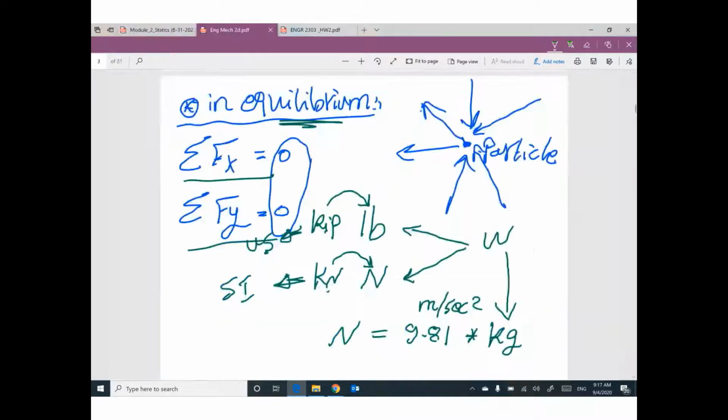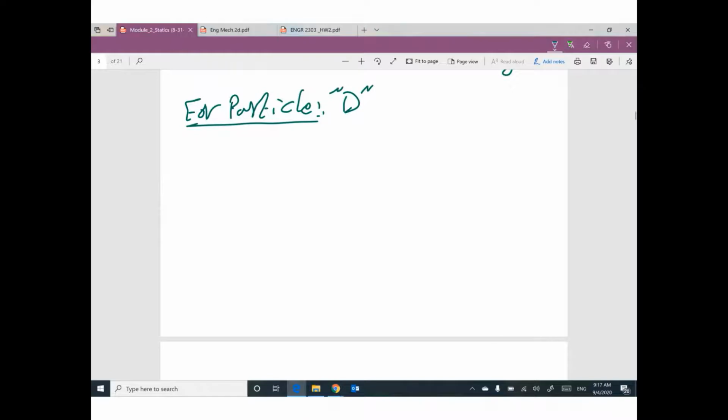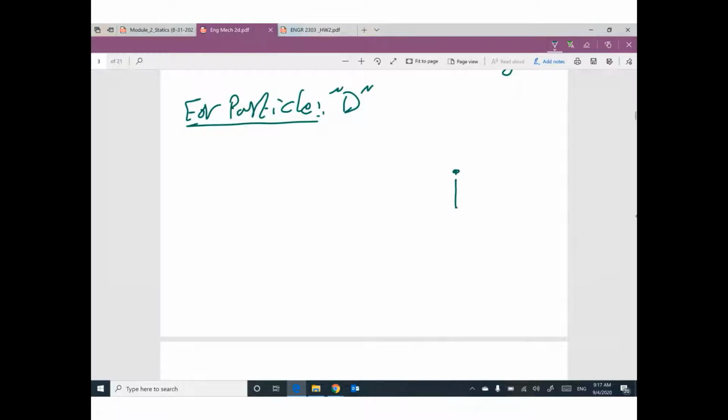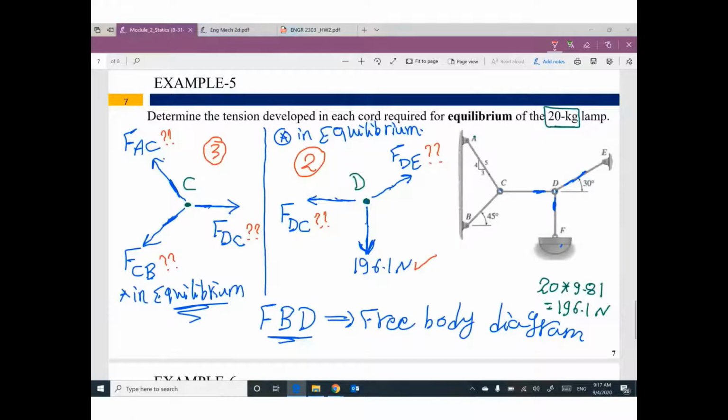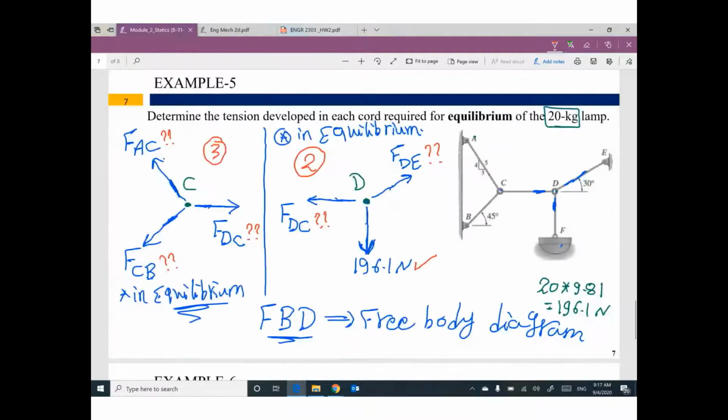So I will say for particle D, we have vertical weight 196.1. We have a force here, FDE, I think. We have a force here, FDC. This angle is 30.